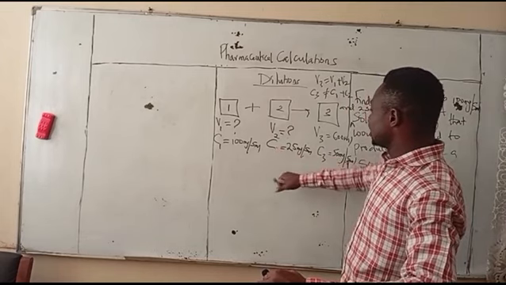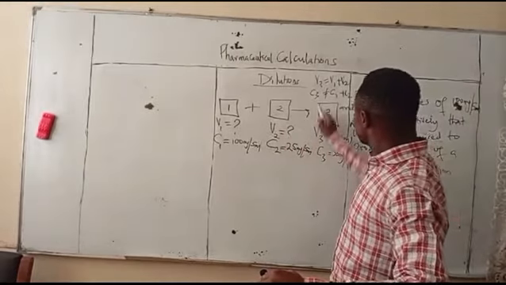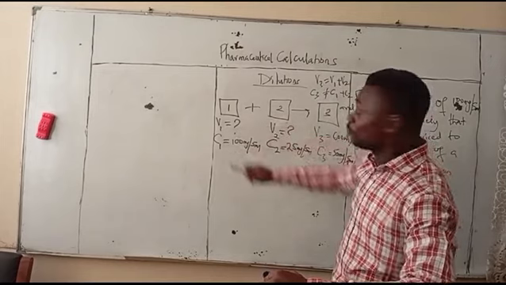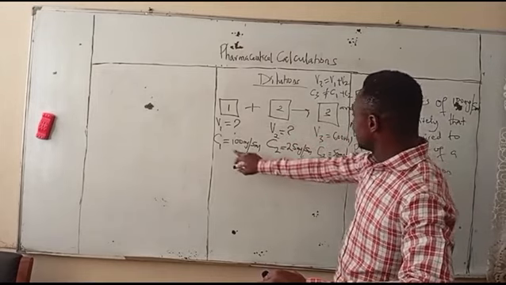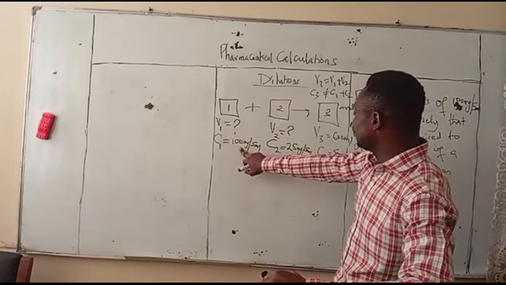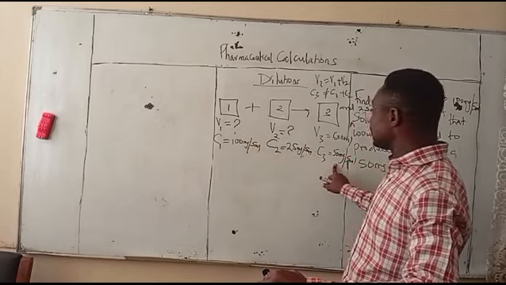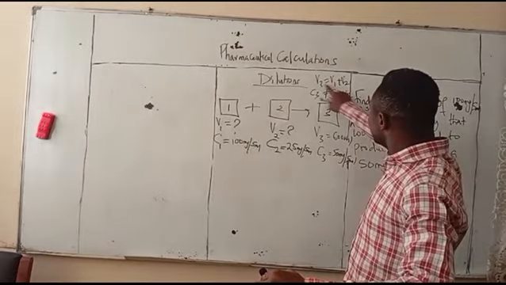At any point in time, V3 will always give you V1 plus V2. But C3 can never be C1 plus C2. That's why if you add 100 milligram per 5 ml plus 25 milligram per 5 ml, you're not getting 125, you're getting 50 milligram per 5 ml. It may shock you. So this is what we have in mind.